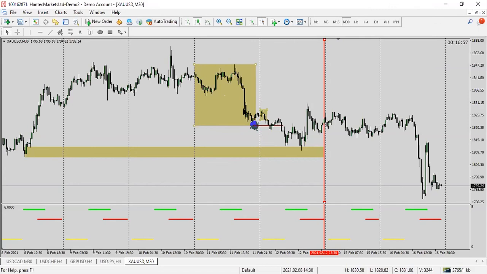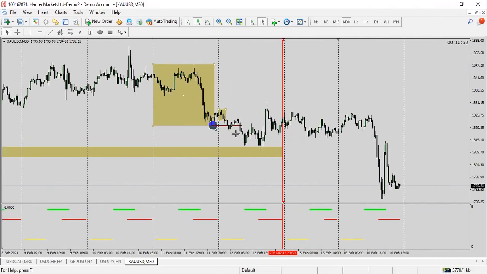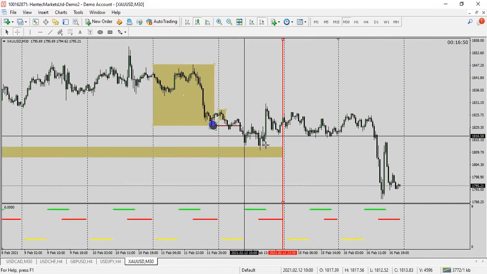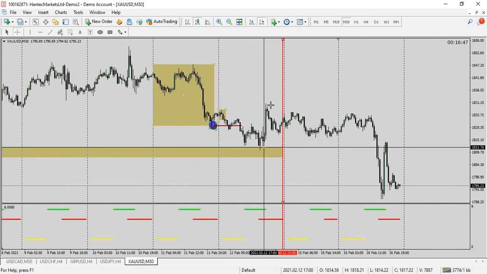Then what happened during New York session? A very nice move to the top. Now this is gold. This is quite volatile. From that point to this point alone, it's just 187 pips. That's a lot of money, ladies and gentlemen. 187 pips. If you have a big account and you are trading with a standard lot, that's $1,886.